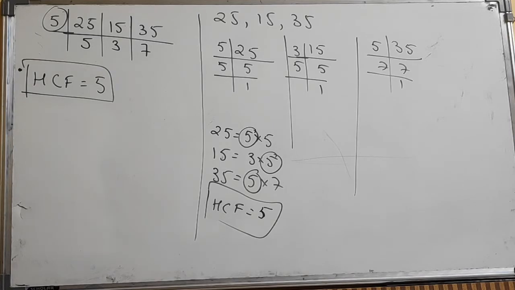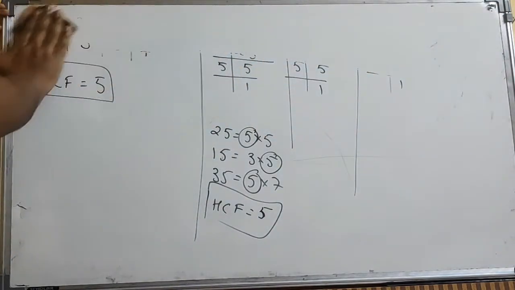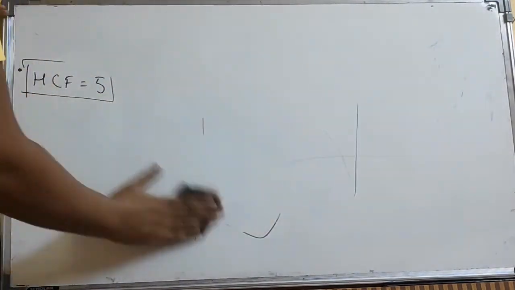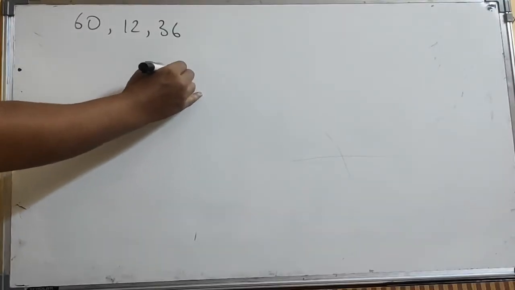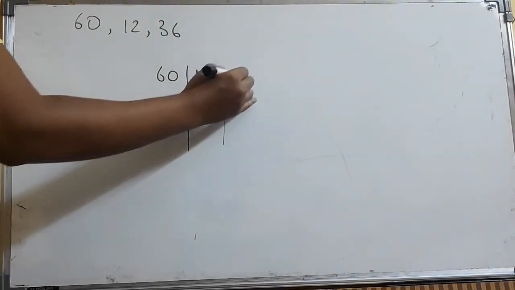Now let us solve one more example of this type. Consider the three numbers 60, 12 and 36. So what we are going to do is we are going to find the HCF of all these three numbers by factorizing them together. So let us factorize these numbers together. So I have 60, 12 and 36.